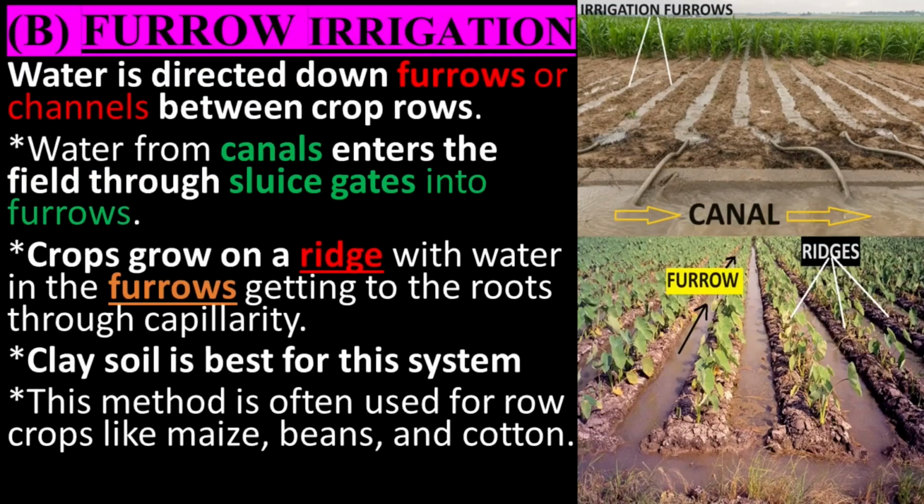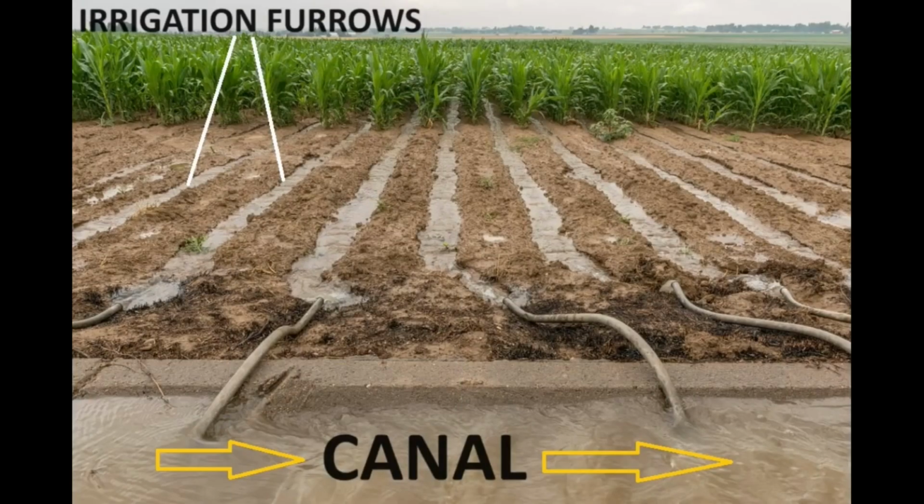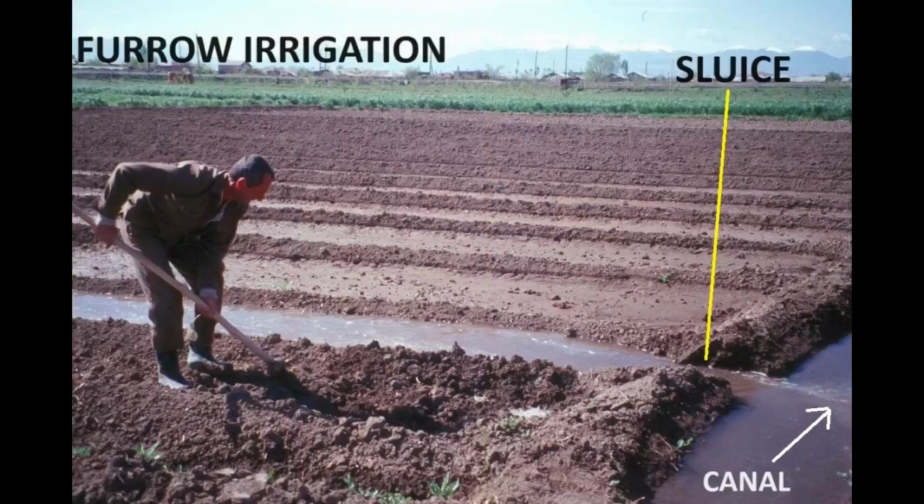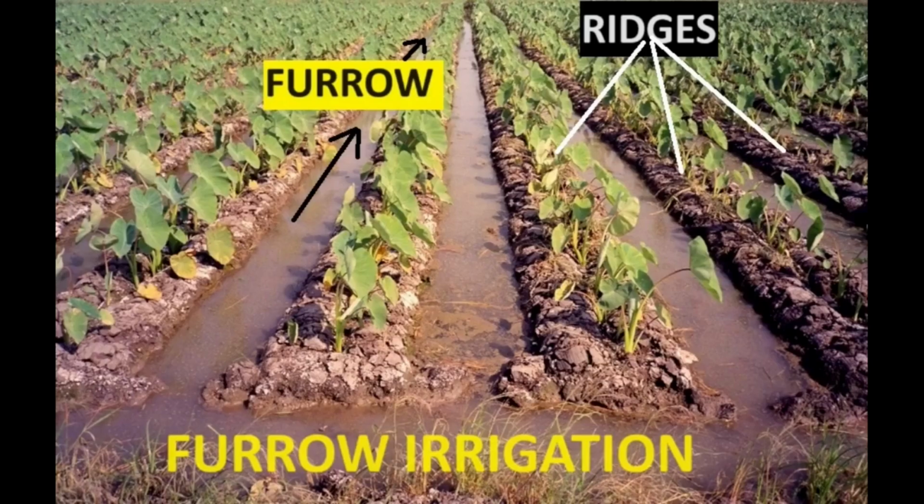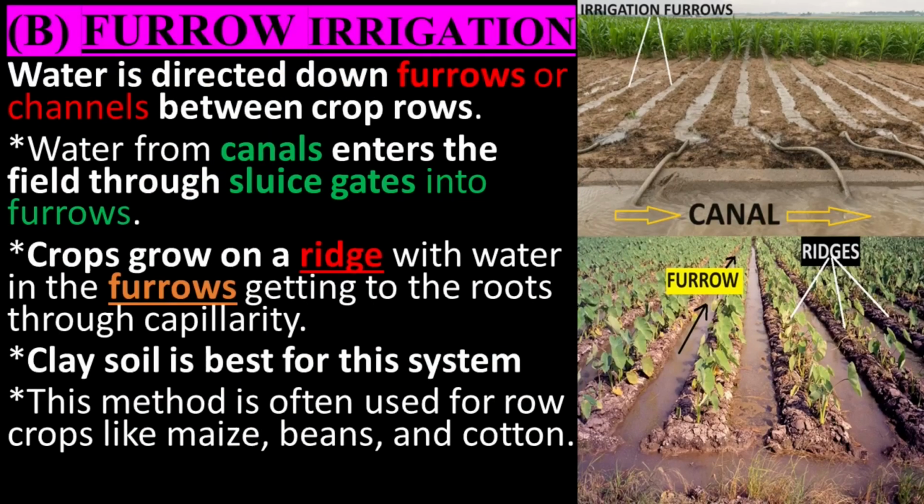Furrow irrigation. Water is directed down furrows or channels between crop rows. Water from canals enters the field through sluice gates into furrows. Crops grow on a ridge with water in the furrows getting to the roots through capillarity. Clay soil is best for this system. This method is often used for row crops like maize, beans, and cotton.